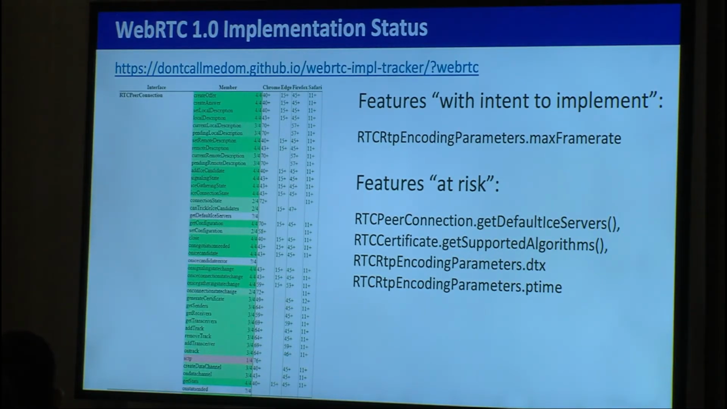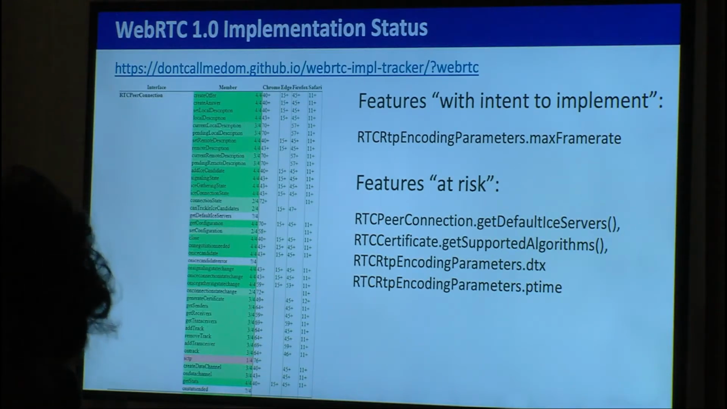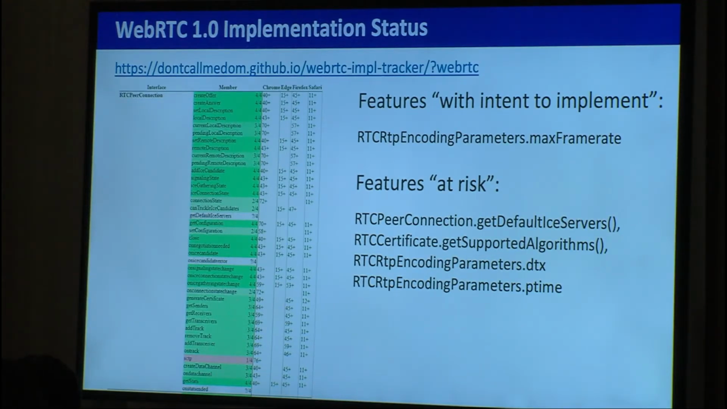So this portion of it relates to RTC peer connections. So you can see that it's almost all green, with the exception of the .sctp attribute, which was only done in Chrome, get default ICE servers, which nobody has done, and on ICE candidate error, which we just checked into Chrome about a week or 2 ago.